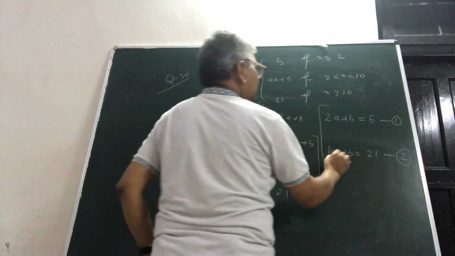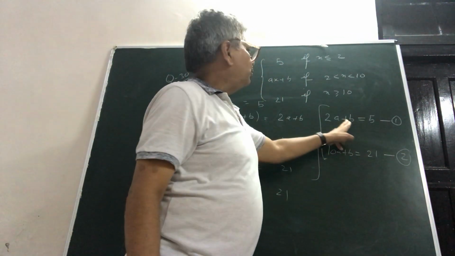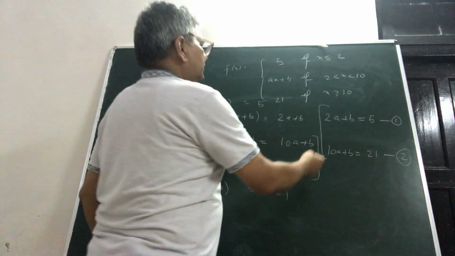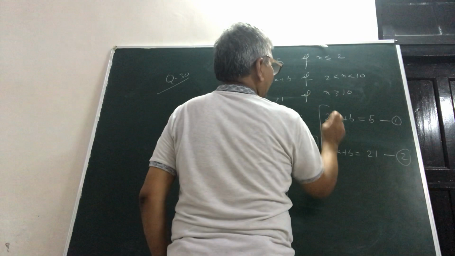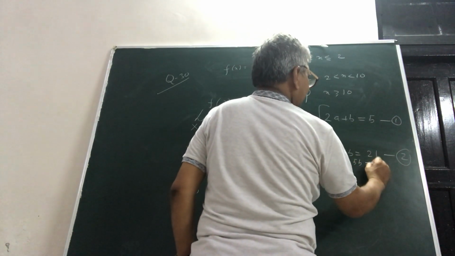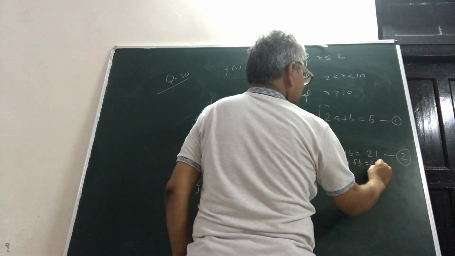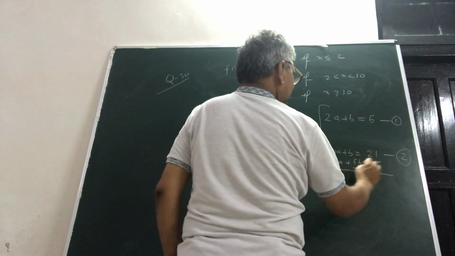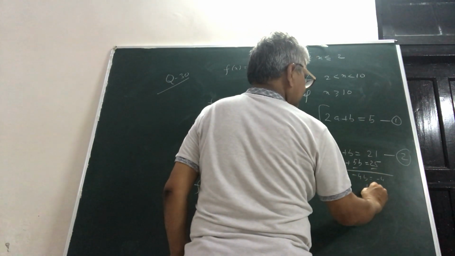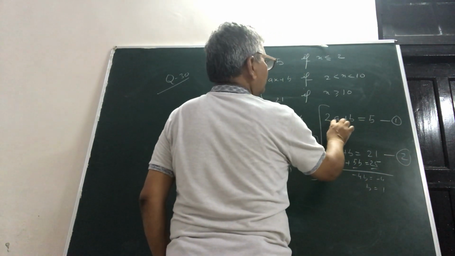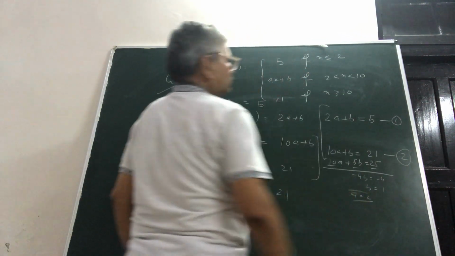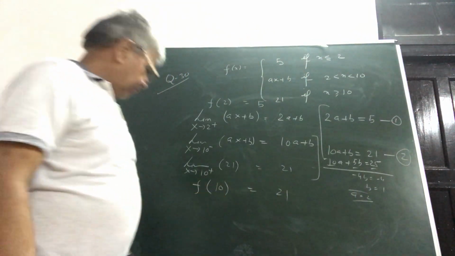You can solve the two unknowns, a and b, easily. You multiply the first equation by 5, so you will get 10a plus 5b is equal to 25. Subtract it, minus minus. So minus 4b is equal to minus 4. So b is equal to 1. Put the value of b here, 2a is equal to 4, so a is equal to 2. So this is your answer. This is how you will do it.